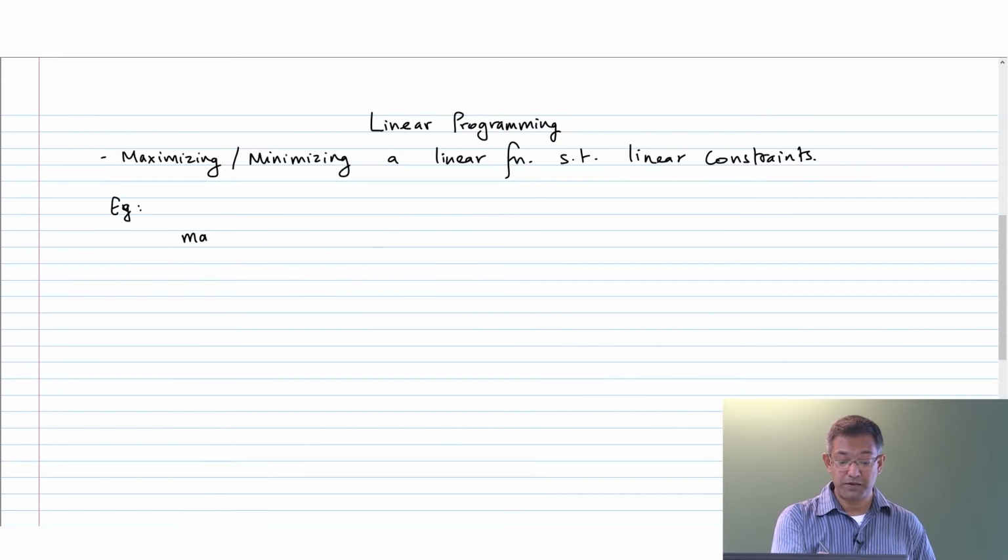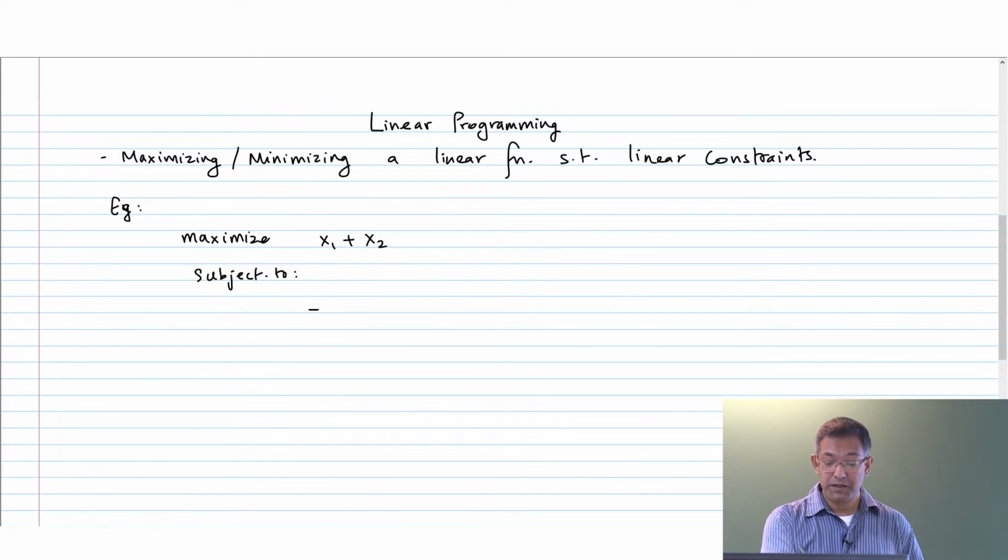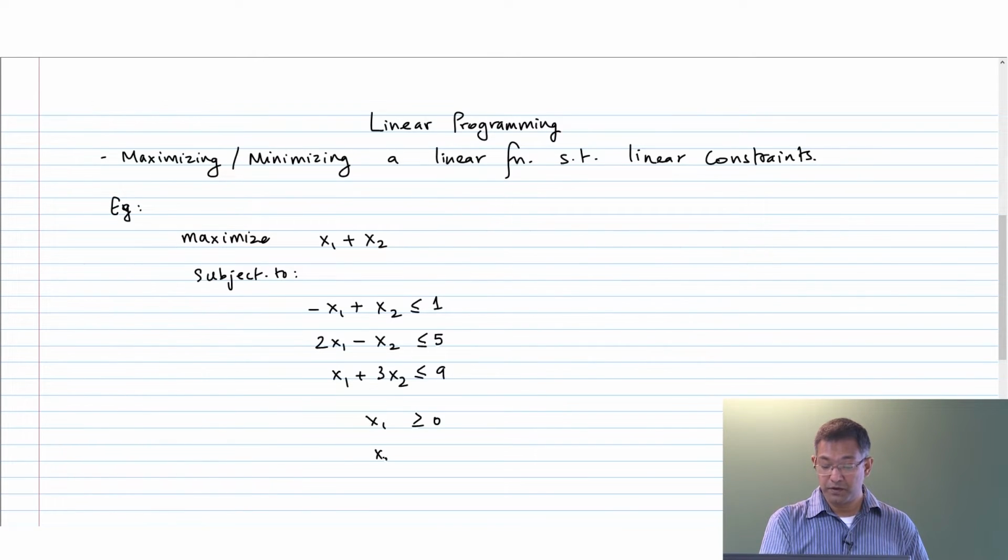So, let us say your problem is the following. You want to maximize x1 plus x2 subject to the constraints minus x1 plus x2 is at most 1, 2x1 minus x2 is at most 5, let us say, x1 plus 3x2 is at most 9, x1 is at least 0, x2 is at least 0. Okay.